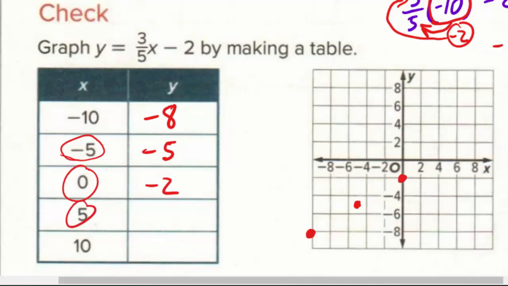We'll put a 5 in there now. So 5 divided by 5 is 1. 1 times 3 is 3. 3 minus 2 is 1. So we have an output of 1. So 5 and 1. So over to the right 5, up 1 is right about here.